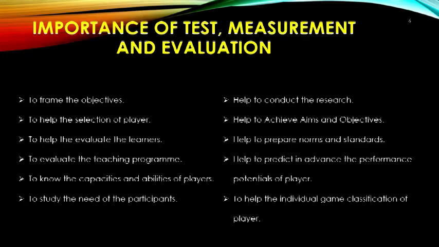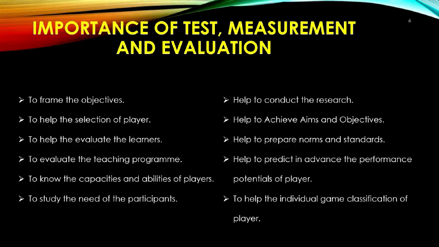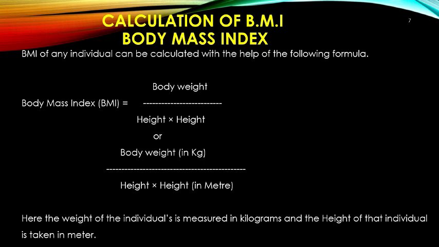Identify baseline fitness. Detect strengths and weaknesses. Monitor progress over time. Select athletes for teams. Improve PE programs and research. So why do we bother with measurement and evaluation in PE? Several key objectives emerge from the literature. First, they help us evaluate the individual's starting state, baseline fitness, skill level, and movement patterns before any program begins.